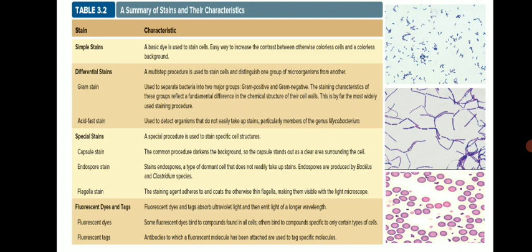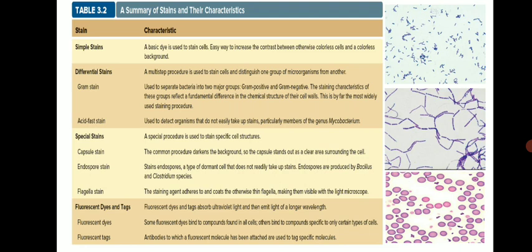And there are some special stains. The capsule stain and the endospore stain are used to visualize certain specialized structures if they are present in the microbial cell. Whether the capsule is present or absent, we can detect by staining with the capsule stain. And again, endospores are specialized structures that are produced in starvation condition.